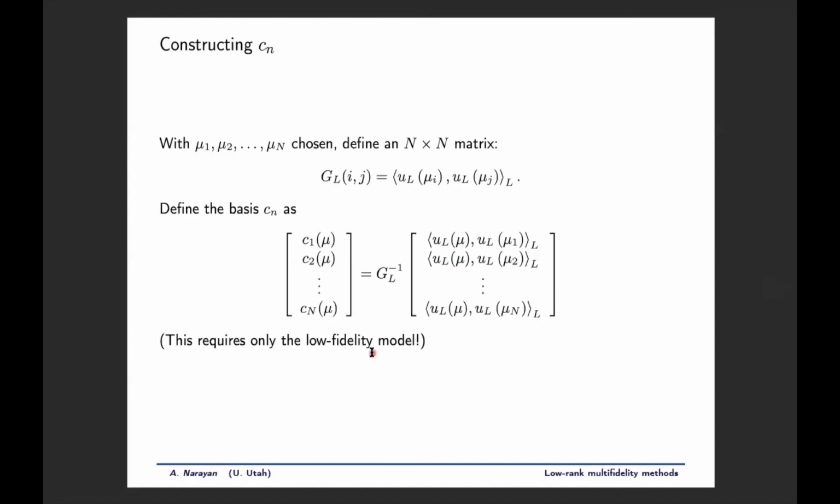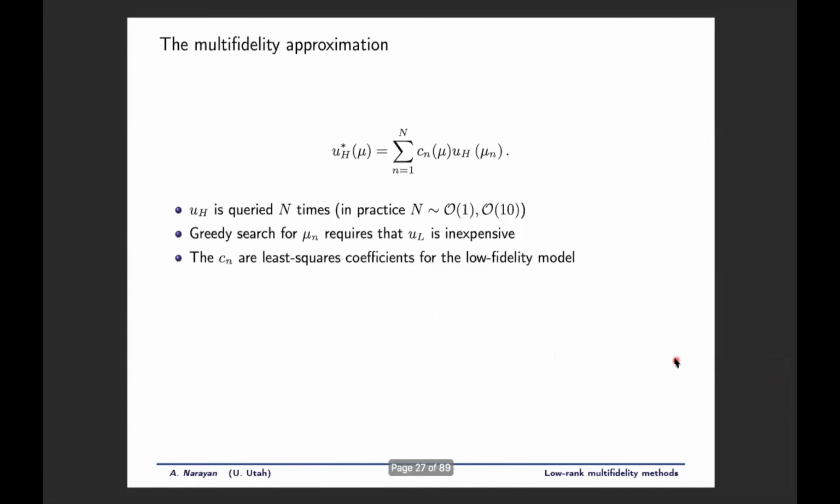And really the point to make here is that this is how I'm going to choose these greedy points. And this requires me only staring at the low fidelity model. I'm not touching the high fidelity model at all. I'm really just staring blindly at the low fidelity model. And that's kind of the point. But these c_N coefficients in my high fidelity emulator are going to be the same guys. So these are exactly the same coefficients computed at the low fidelity scale. Okay.